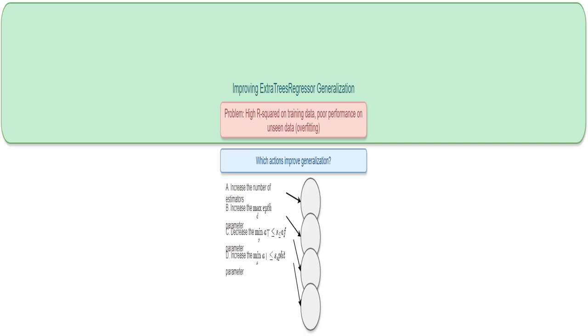We're tackling how to improve the performance of an ExtraTreesRegressor model, a type of machine learning model that predicts a continuous value, like house prices, using multiple decision trees. The goal is to make the model better at predicting new, unseen data. That is, we want to reduce the model's generalization error.